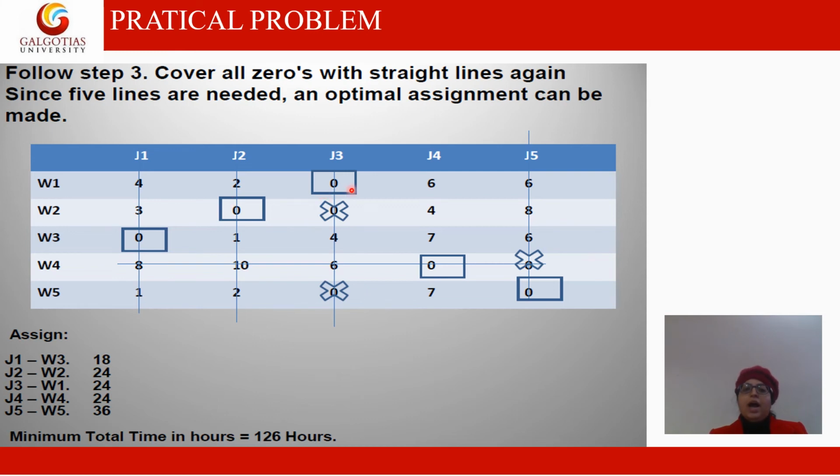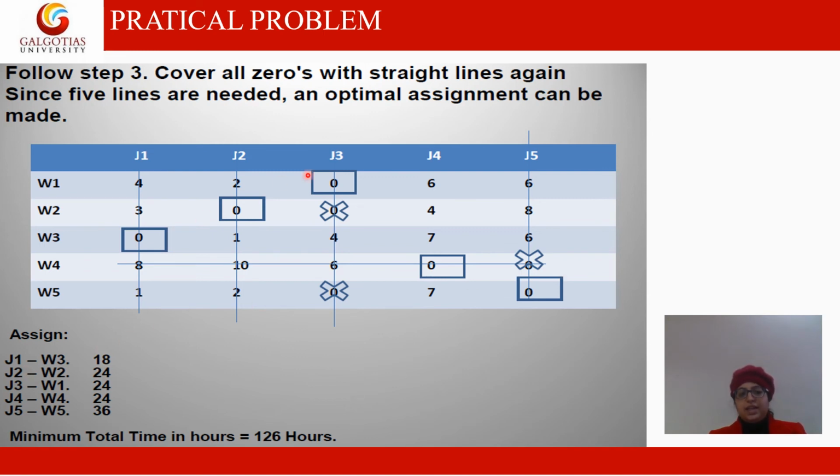Then in column J3, worker 1 will be assigned. Then it will be put in the square. In column J4, the job will be assigned to W4, that is worker 4. In the fifth column, the job will be assigned to worker 5, that is W5. So, we have assigned each job to each worker.